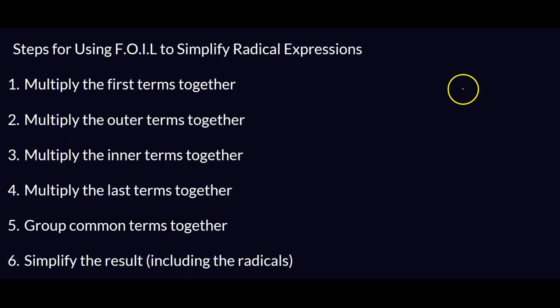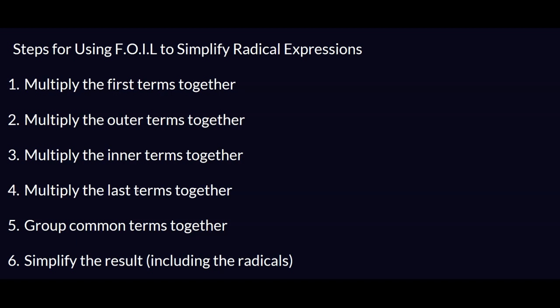Now, how do we apply FOIL to simplify radical expressions? We multiply the first terms together, multiply the outer terms together, the inner terms together, and the last terms together. And then we're going to group common terms together and then simplify the result, including the radicals. Let's go ahead and do some examples.